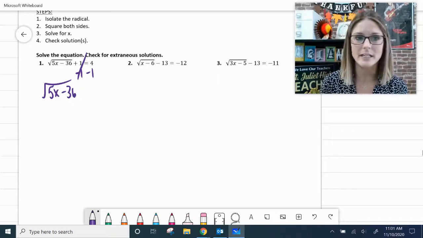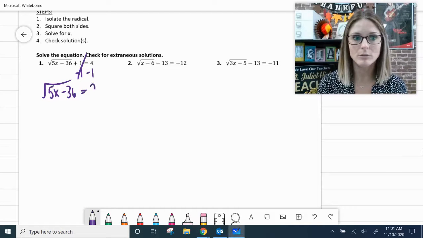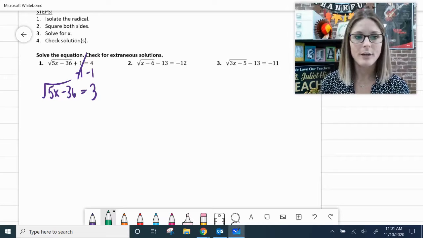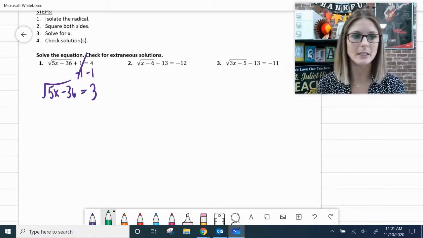And be careful as you're writing these. So the minus 36 is in the radical. The plus 1 was not. As you write these, just take some extra care so you don't confuse yourself as you walk through your steps. Okay, so the radical is completely alone. It does have 2 terms inside of it, but no big deal.